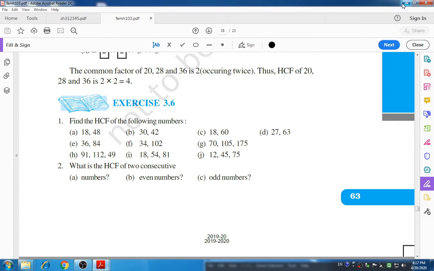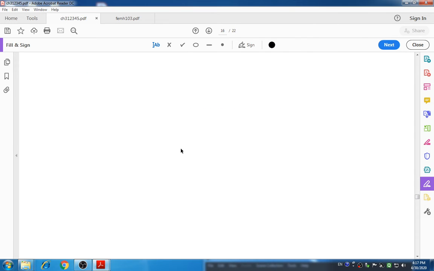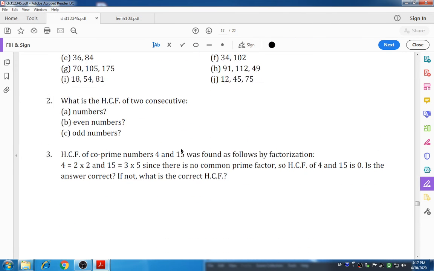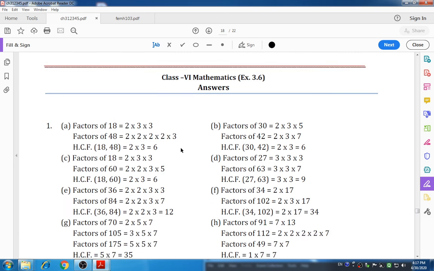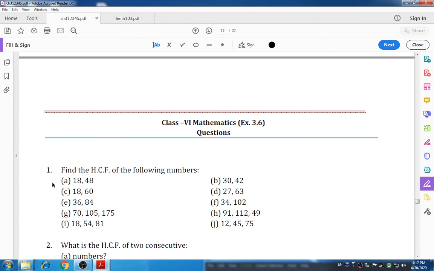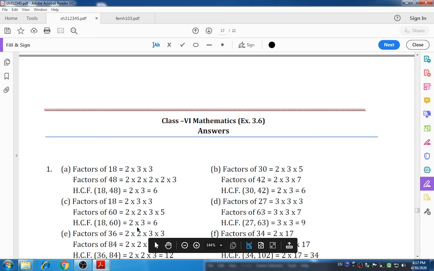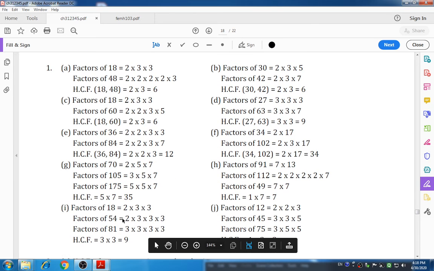Students, are you ready to solve this exercise? Very good. Here we will move forward to solve exercise 3.6. Look at here carefully. Okay, the first question is find the HCF of the following numbers. There are 10 questions and we are going to solve them. Look at here. The first one is 18 and 48. One by one I am going to solve this.